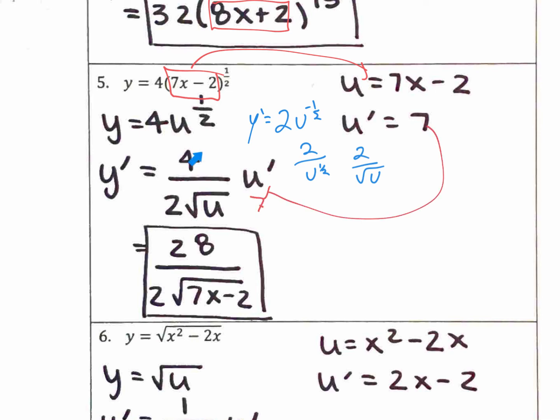So that's where this 4 over 2 times 7 comes from, but we could also simplify this right here, and in fact we should. That would be 14 over the square root of 7x minus 2.